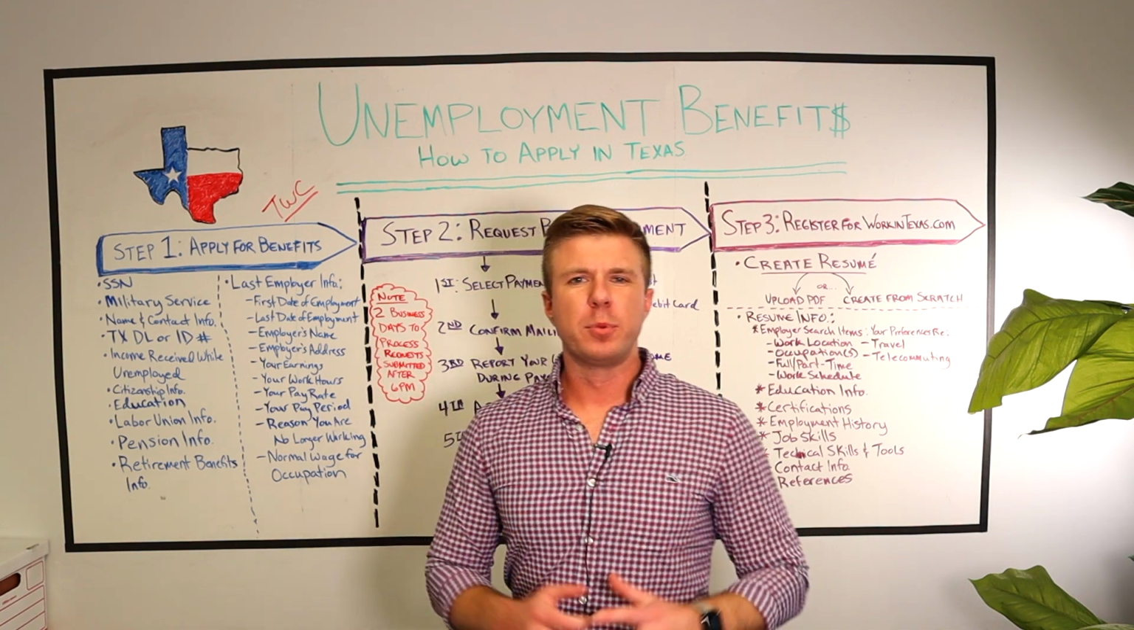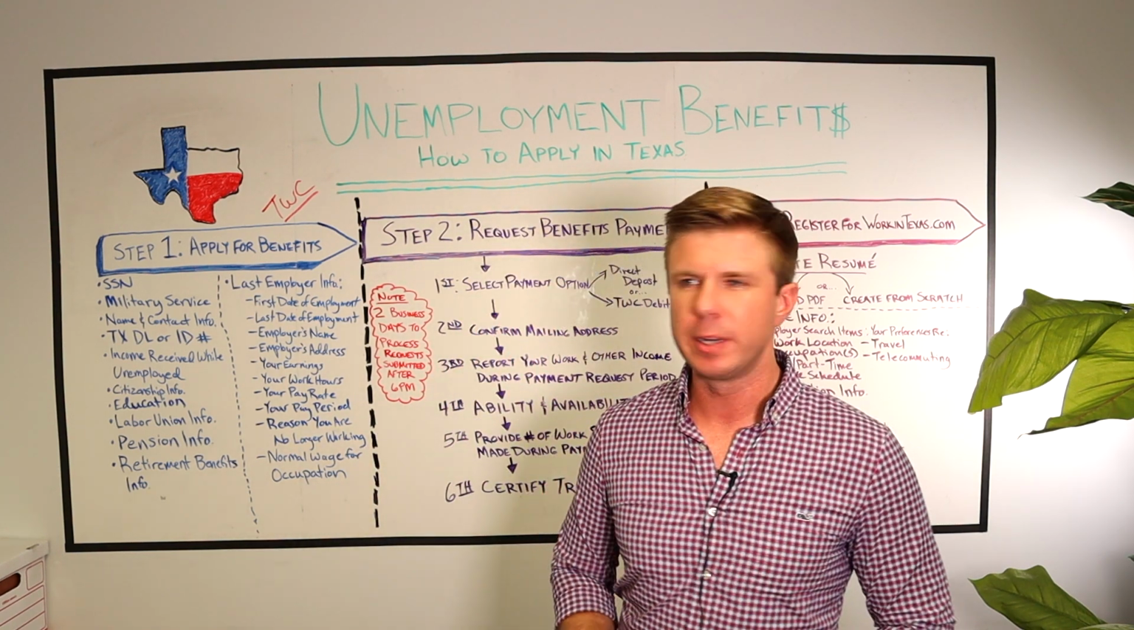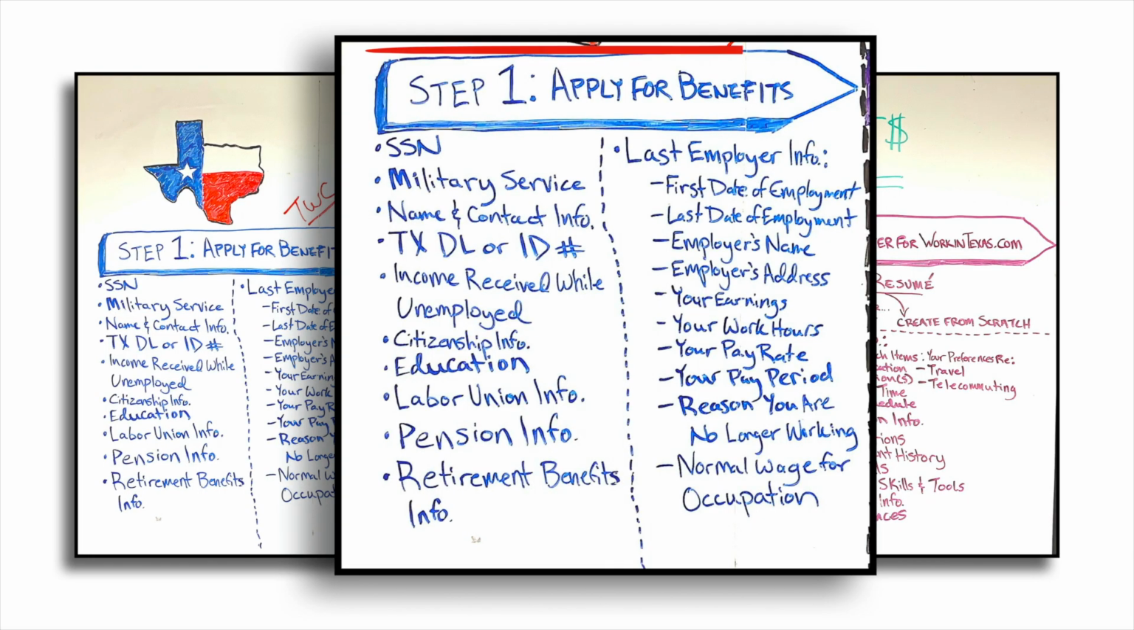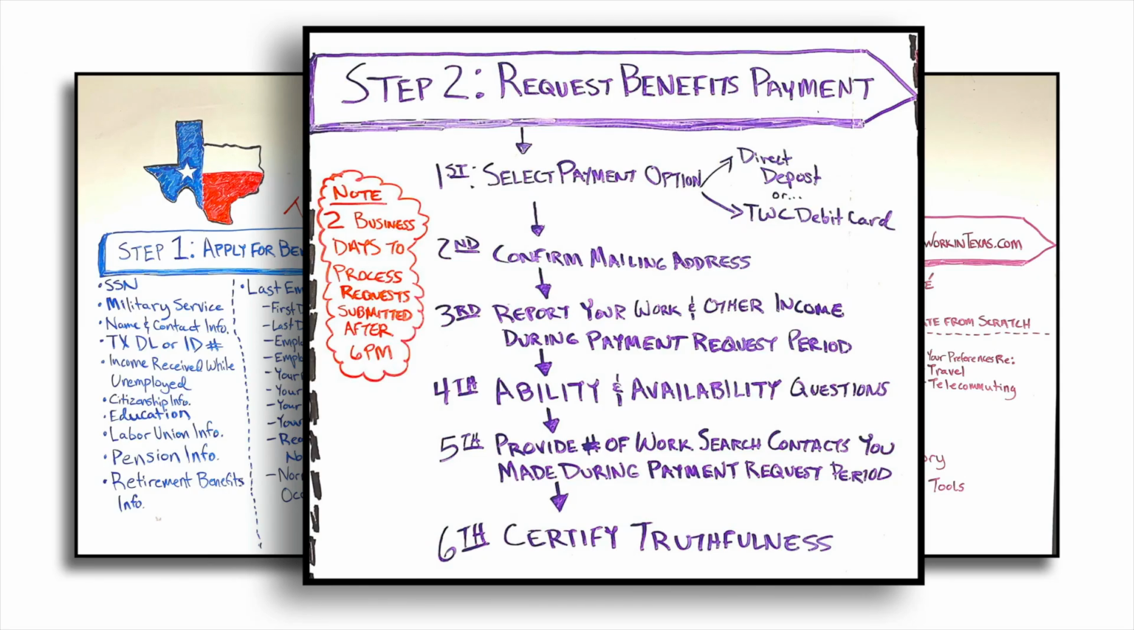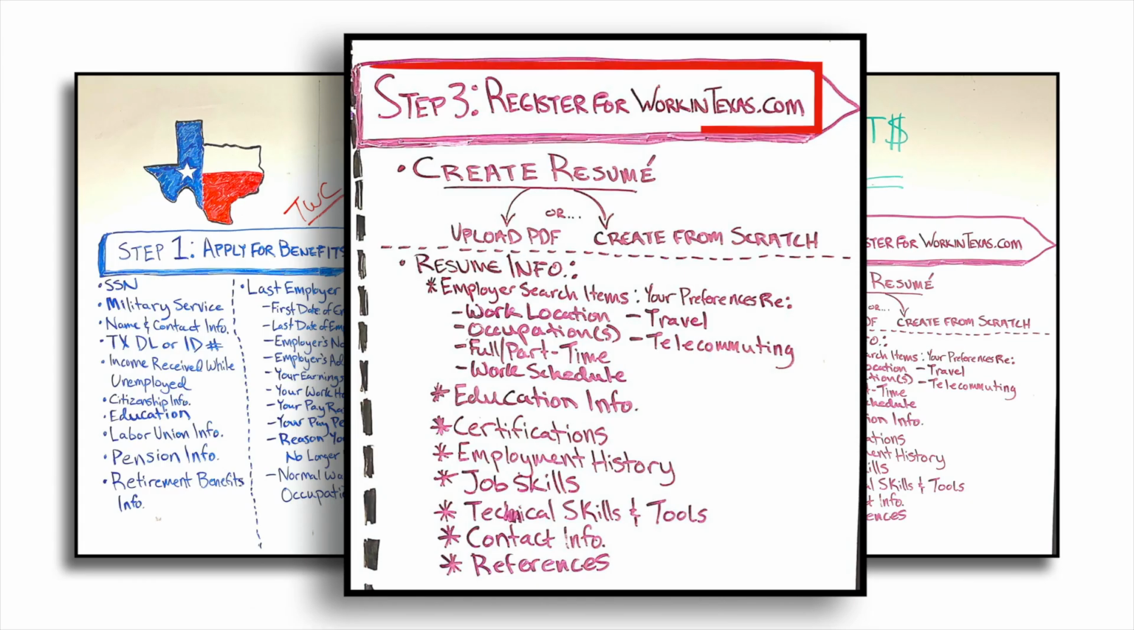Now, applying for unemployment benefits in Texas is a three-step process. It's three simple steps. Step number one, you're going to apply for benefits. Step number two, you're going to request a benefits payment. And then finally, step number three, you're going to register for work in Texas.